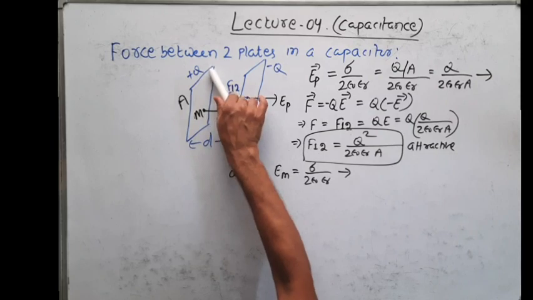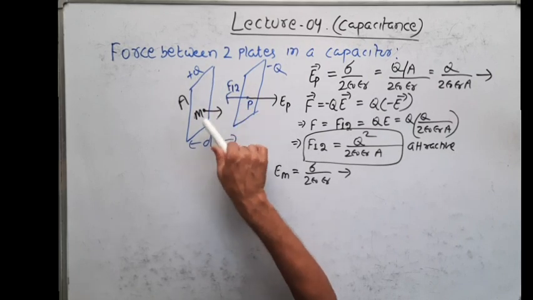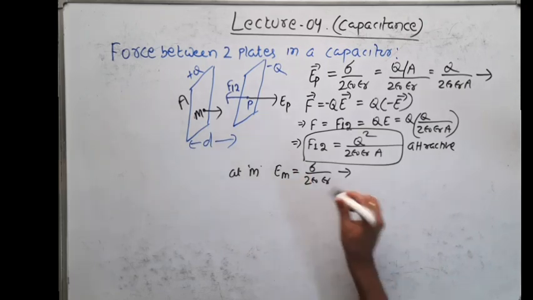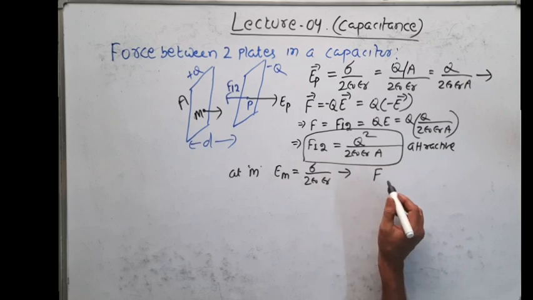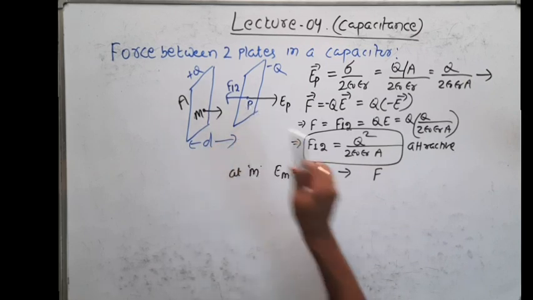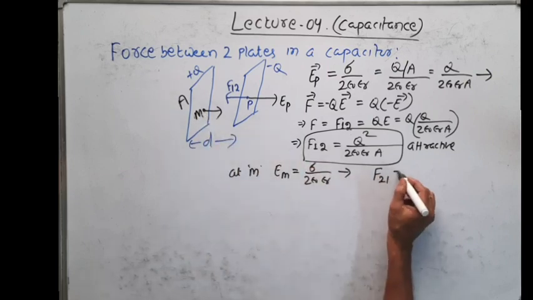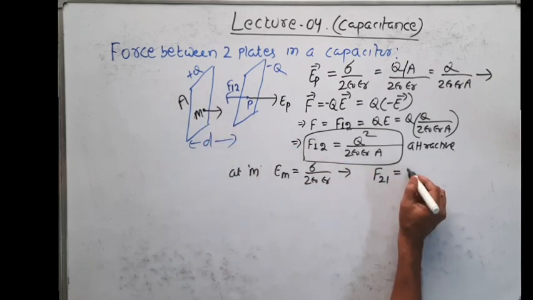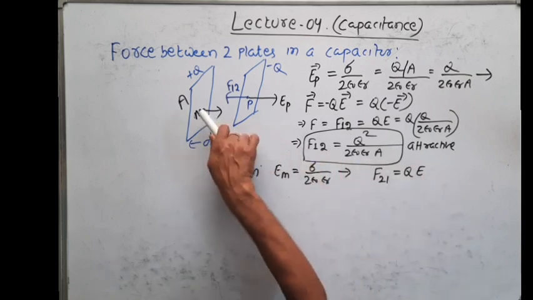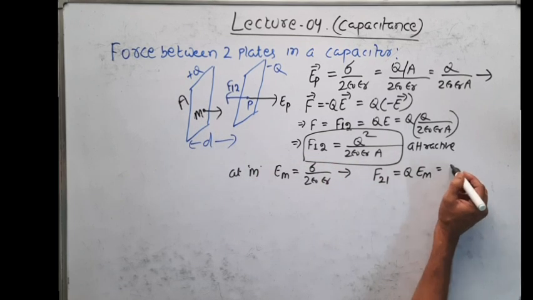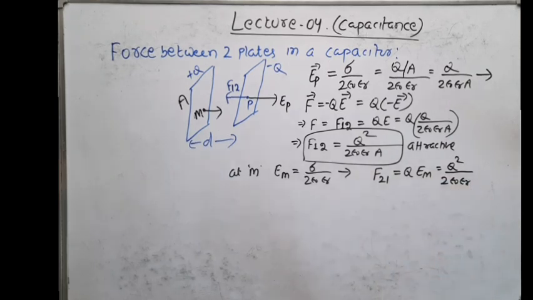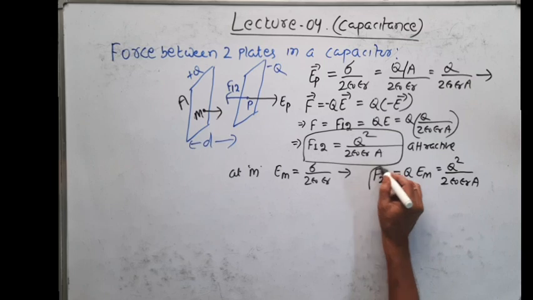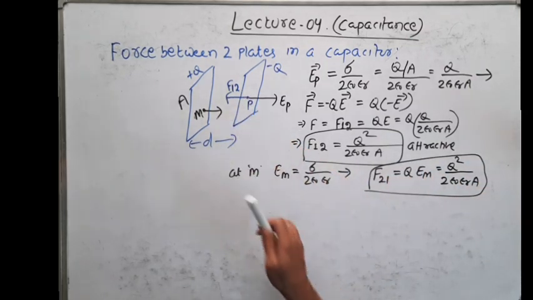Now this positive charge plate Q is also coming under the electric field produced by the second plate, so it will experience a force. That force, the force by second plate on first plate, is equal to the charge of the first plate, Q, into electric field intensity at M point, EM. If you calculate again, you will get Q square by 2 epsilon naught epsilon r into A. This is the force of attraction between the two parallel plates.